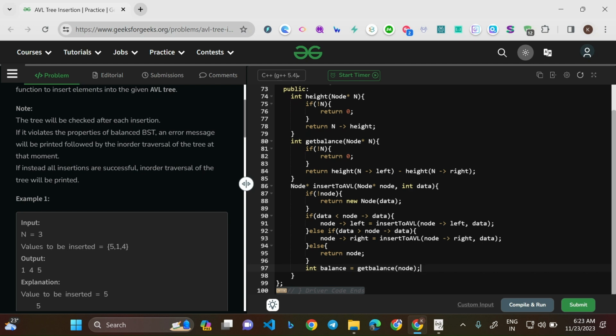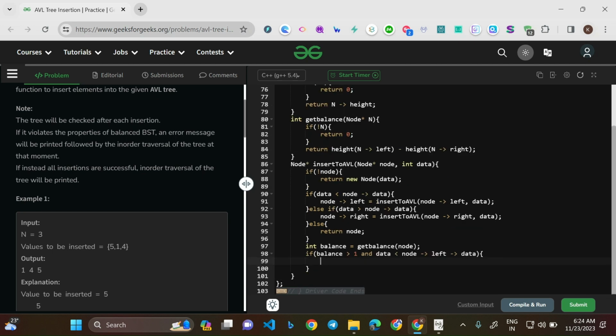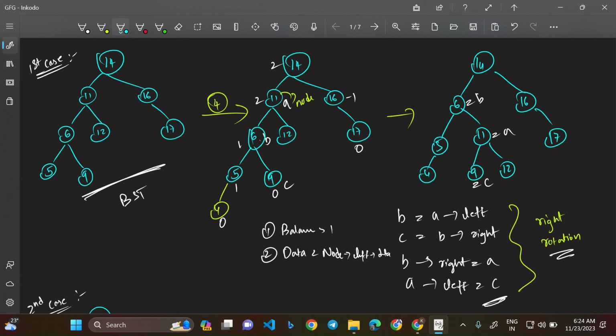And what is the other thing that we have just configured? If your balance comes out to be greater than 1, and also the data that you have added is less than node's left data, this is the conclusion that we have got. In that case, you return the right rotation of your present node. So here we are doing the right rotation, isn't it?